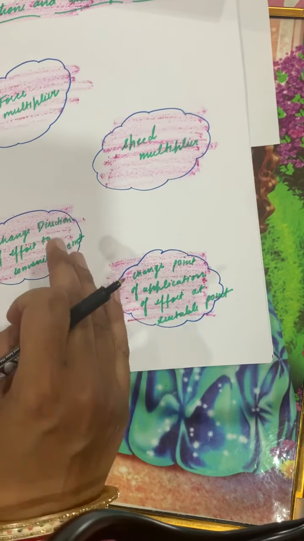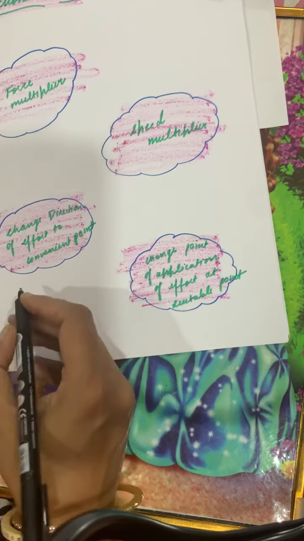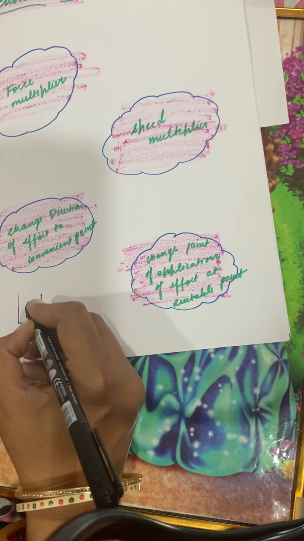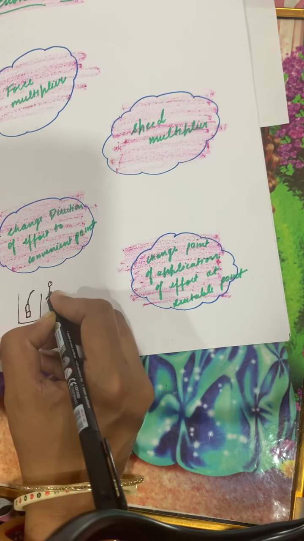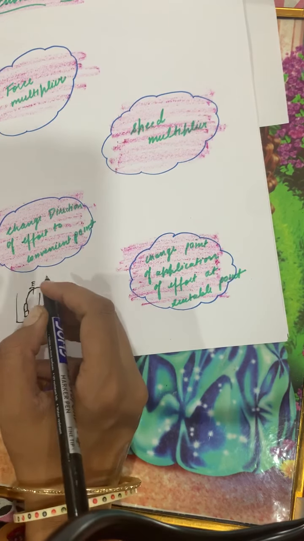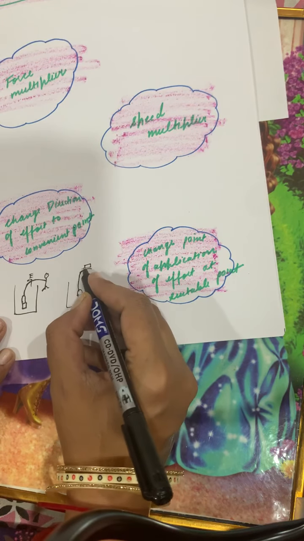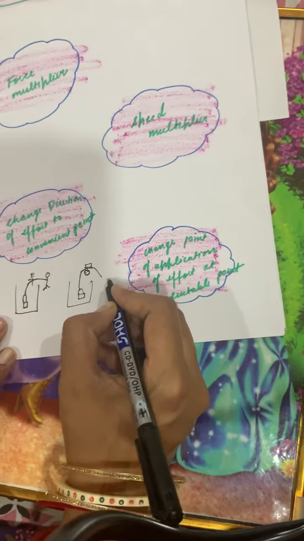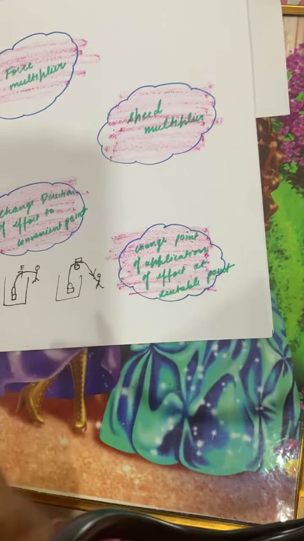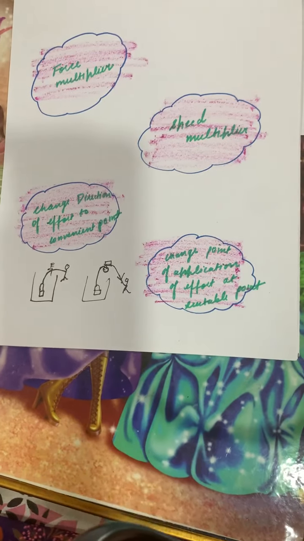Then next is changing the direction of effort to a convenient point. Suppose you are lifting a bucket from the well with the help of a rope, you will be applying the effort in the upward direction. But see students, if we have a machine like a pulley, then the effort applied by us will be in the downward direction. So with the help of a pulley, we are able to change the direction of the effort applied.